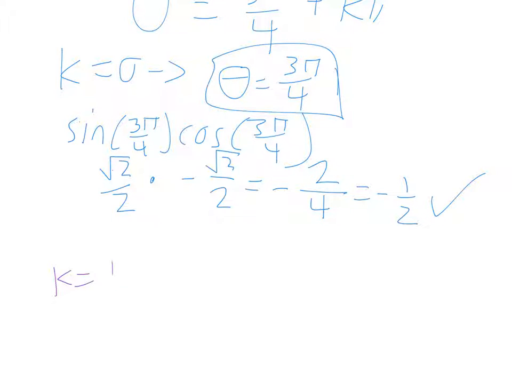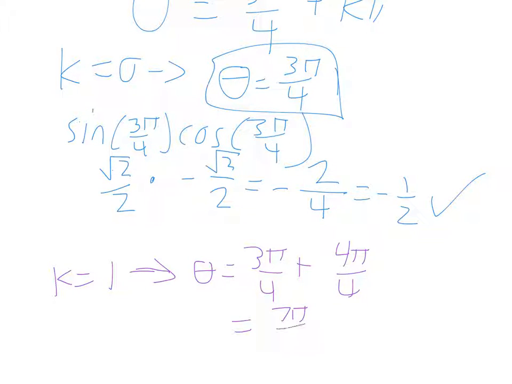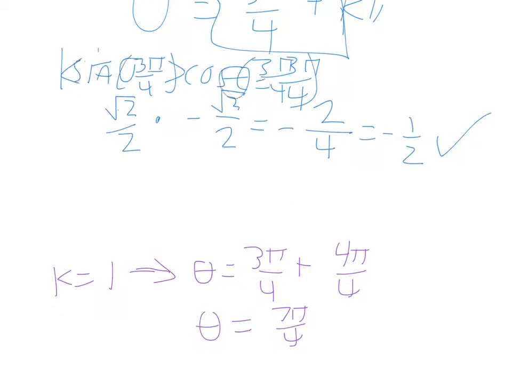Say k equals 1. That tells you that our angle would be 3 pi over 4 plus 1 times pi, which is just pi. So, remember, pi can be rewritten as just 4 pi over 4. 3 pi over 4 plus 4 pi over 4 is 7 pi over 4. So now let's plug that into our formula.